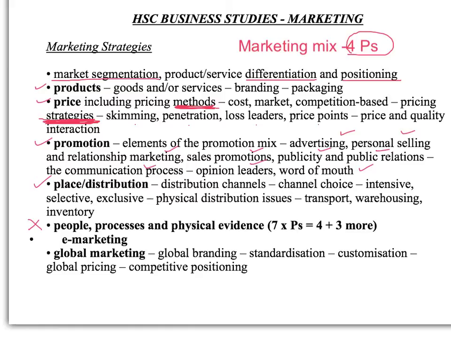Then we come to place or distribution. So how are you going to actually sell your products to your customers? What distribution channels are you going to use? What's your channel choice? Is it going to be intensive? Will it be selective, or will it be exclusive? Some physical distribution issues that you may have. How are you going to transport your goods to the customer? Because that can be a really expensive and time-consuming thing to do, especially in a country like Australia when cities are quite widely spaced out.